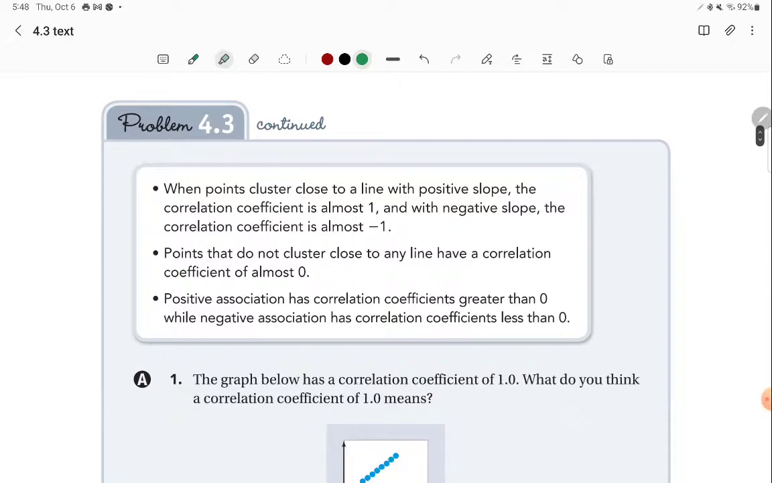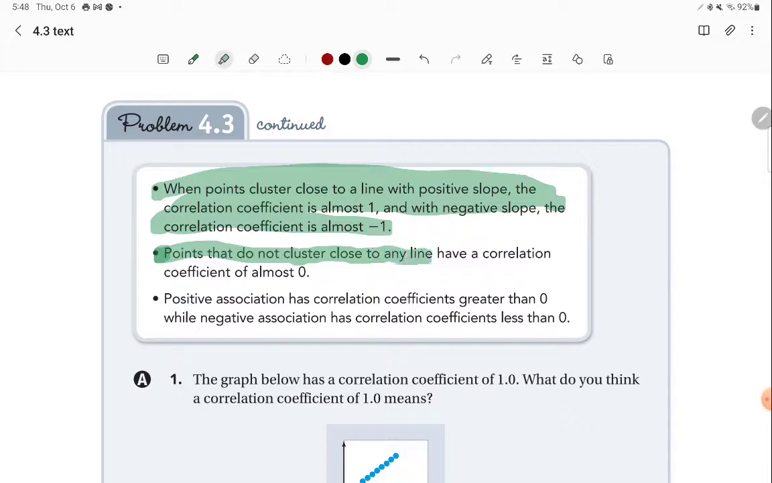Okay, so here it says it again. Make sure you write this down in your notes as well. That first one is what I just said. And then the second one, if the points do not cluster close to any line, they have a correlation coefficient that's almost 0, meaning they don't correlate at all. So 1 could be representing 100%, a strong correlation, or 0, meaning there's no correlation.